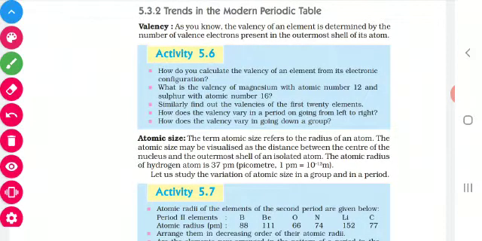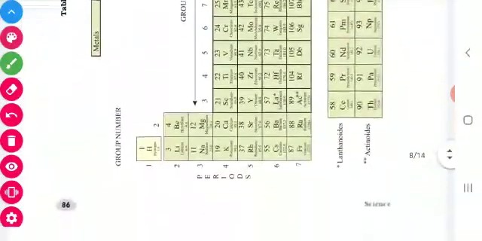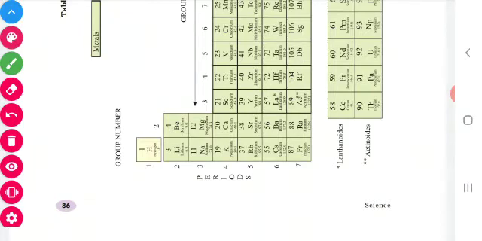Come to the periodic table. Take the first group. In the first group, the first element is hydrogen, the second element is lithium and the third element is sodium. Write the electronic configuration and find the valency. You will find that in the first group the valency of all the elements is 1. Now take the second group: beryllium, magnesium, calcium. You find out the valency. Here you will get a valency of 2.